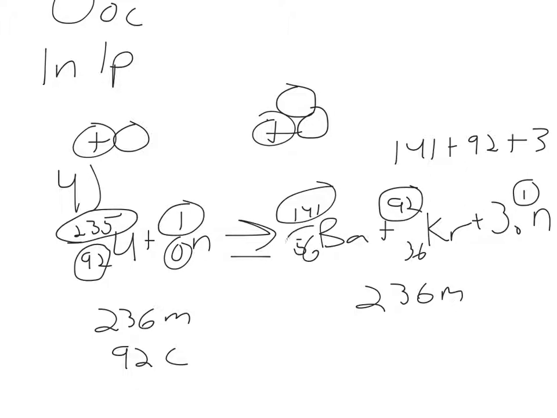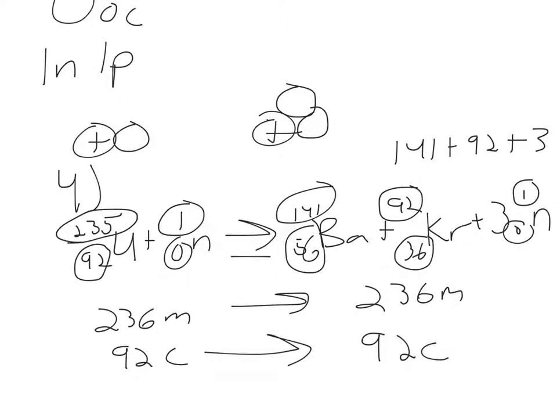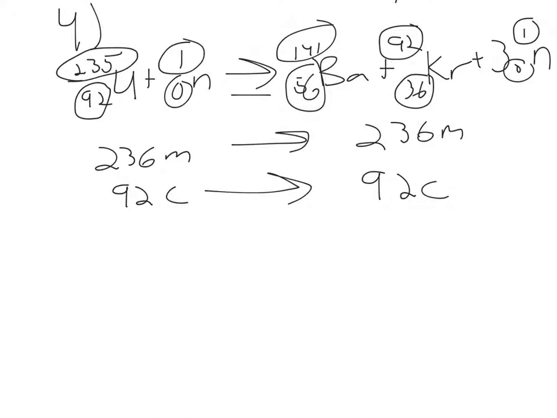Let's look at the charge. 56 charge and 36 charge, and the neutrons don't have any charge. So 56 plus 36 should give us 92 charge. So we started with 236 mass, we ended with 236 mass. Started with 92 charge, we ended with 92 charge. So to answer number 4, what quantities are conserved in nuclear transmutation? Both of them are, so mass and charge are both conserved. We get the exact same total mass back as we started with, and we get the exact same total charge back that we started.